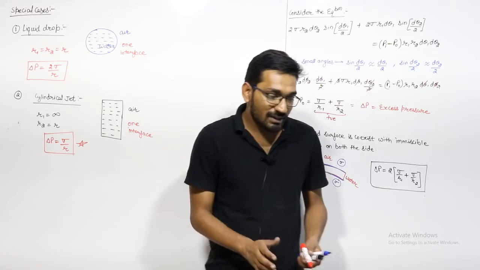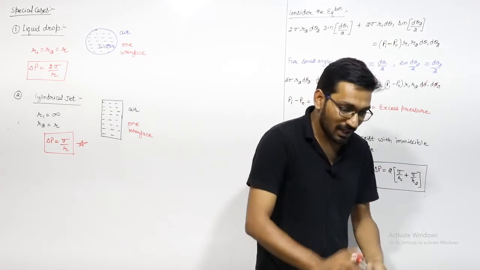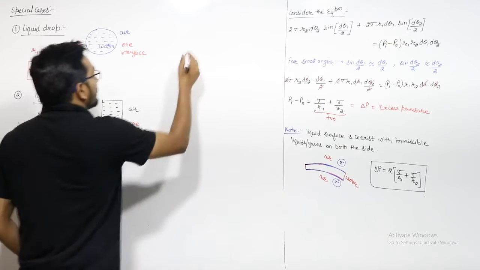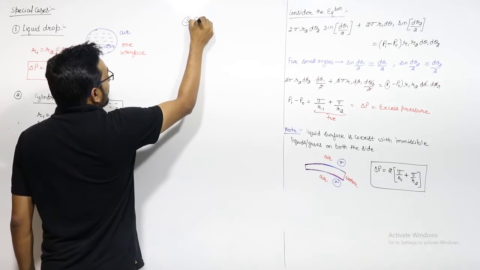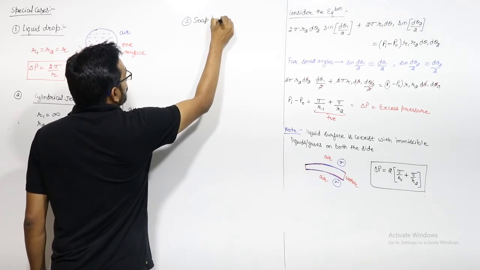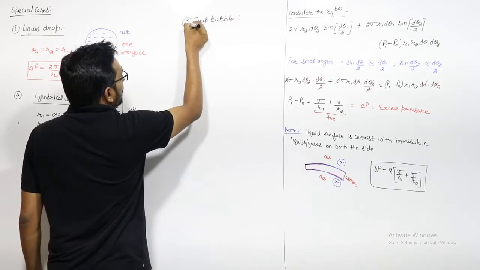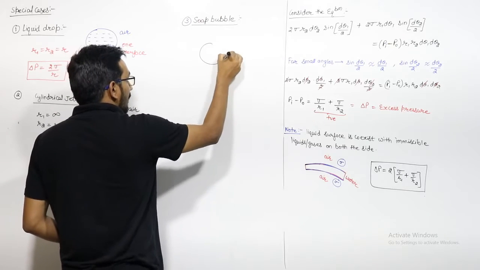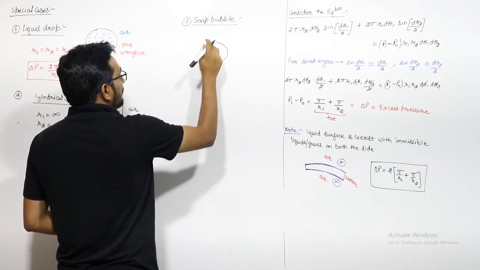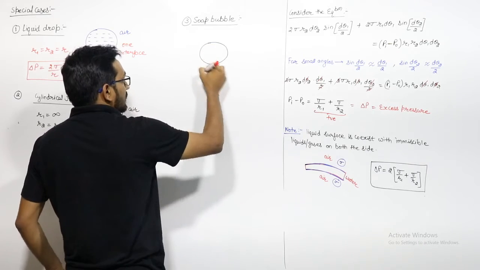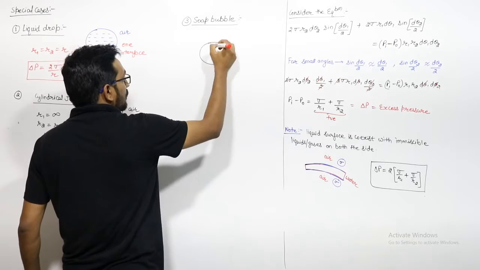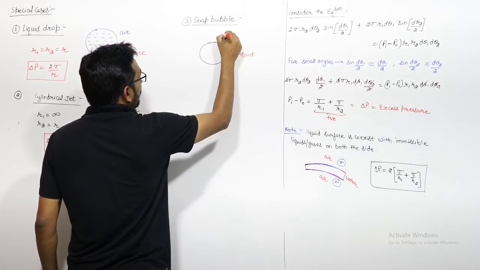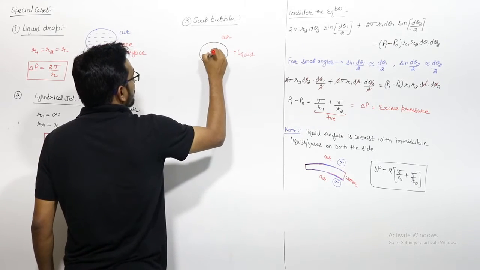Now in the case of a spherical bubble, the third case will be your soap bubble. If you remember the soap bubble, suppose this is a soap bubble. This outer layer of the soap bubble is made up of some liquid, and here also inside it we have air.